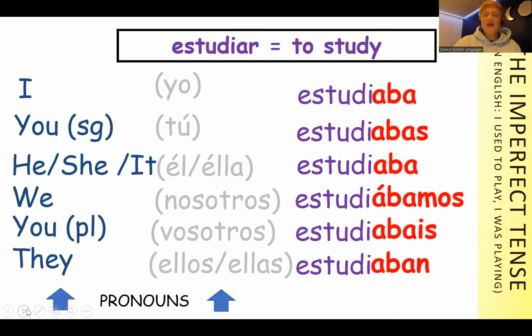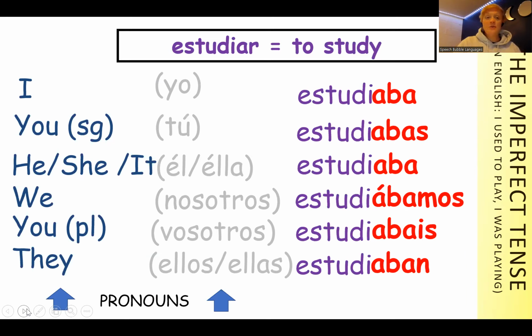Shall we say it together? Estudiaba, estudiabas, estudiaba, estudiábamos, estudiabais, and finally estudiaban. These verbs are huge, aren't they? So if, like me, you're no longer in education, I could then ask you, ¿qué estudiabas en el colegio? What did you used to study in school?